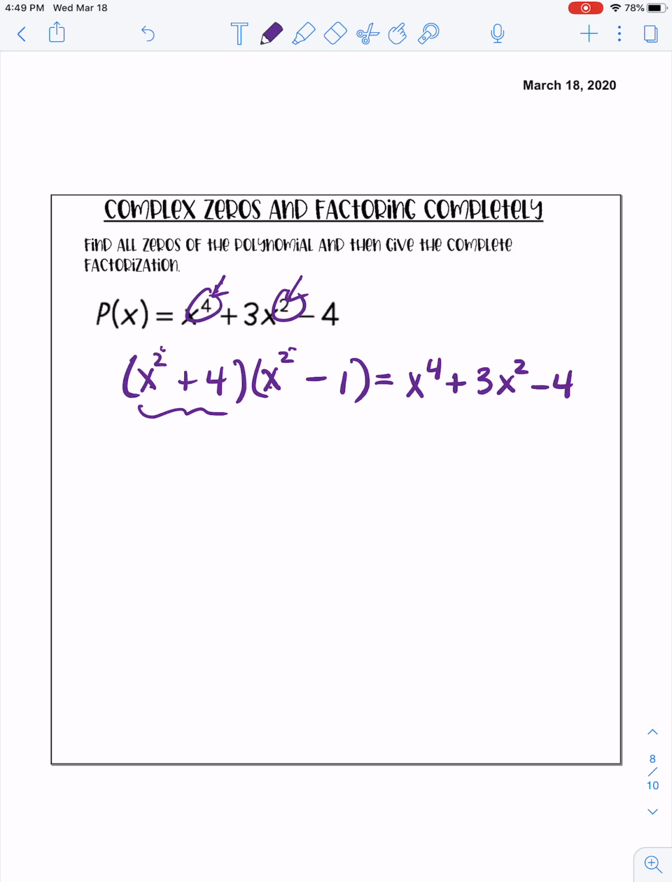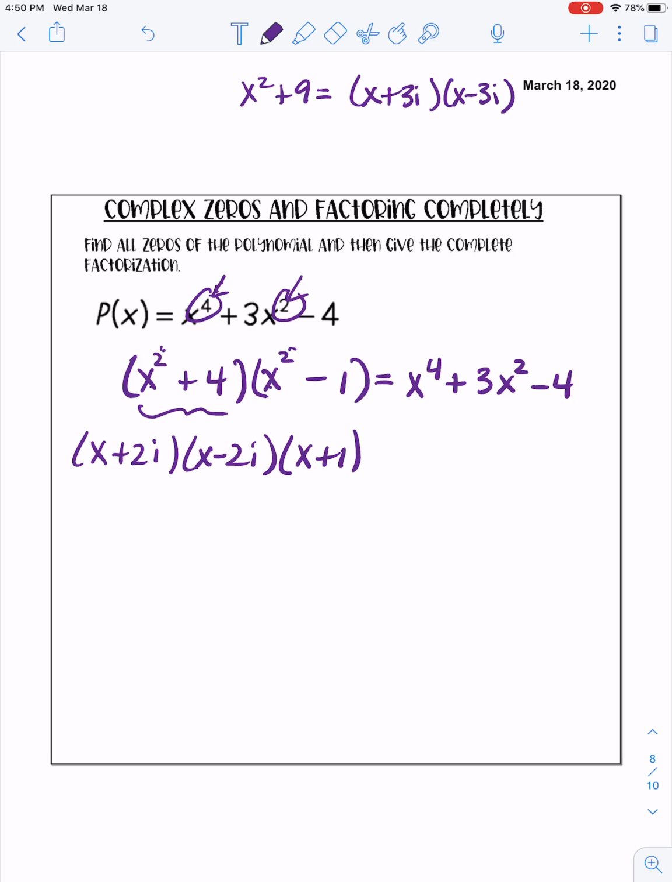I can factor this further. This x squared plus 4 is just like the x squared plus 9 we looked at on the previous slide that we factored into x plus 3i and x minus 3i. So then this must factor into x plus 2i and x minus 2i. The x squared plus 1 is easy. That's x plus 1 and x minus 1. I should have 4 factors, and I do. So those are my factors, and my zeros are x equals plus or minus 1 and plus or minus 2i.